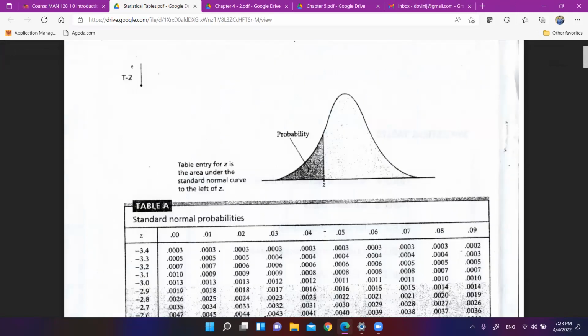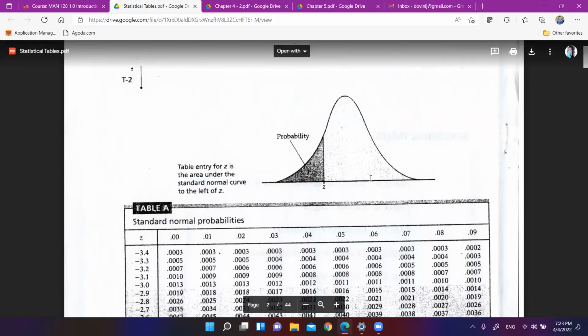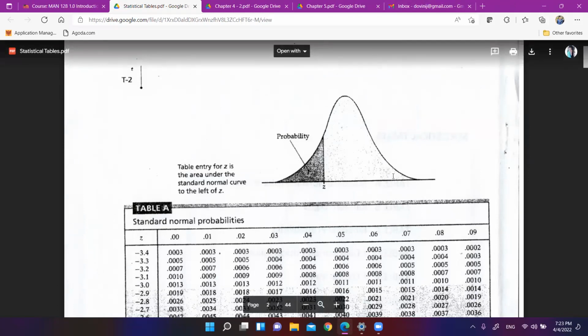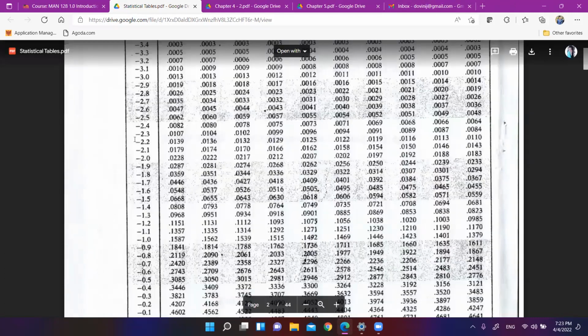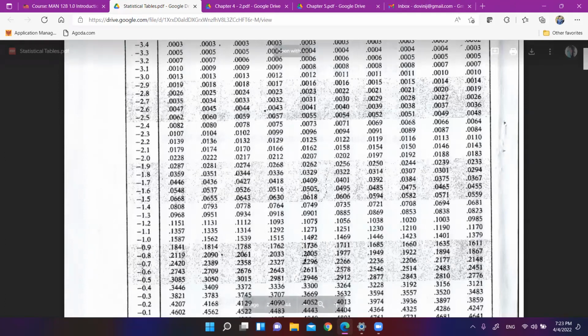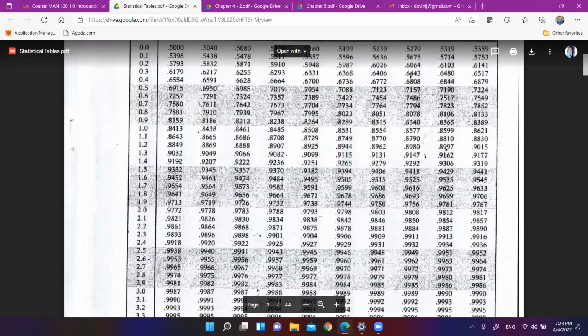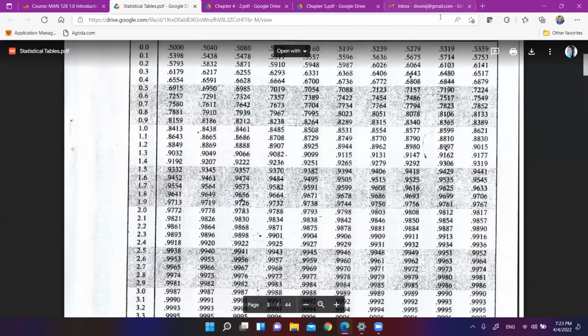Don't get confused because there's a negative here. It is symmetric. This area at negative 2.8 and this area at positive 2.8 are the same. It's symmetric, right? So you read negative 2.8, so that is 0.0026. Or else take positive 2.8 and compute 1 minus 0.9974. Either way, at least approximately that answer should come.